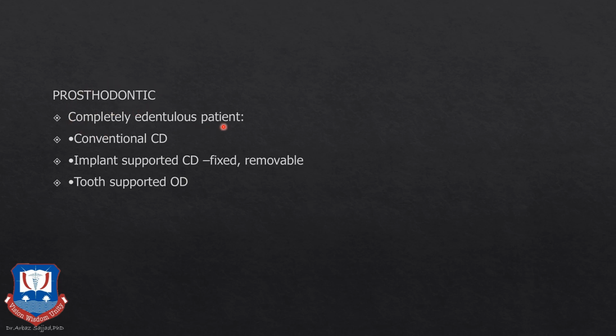In case of a completely edentulous patient, we may prescribe a conventional complete denture or an implant supported fixed or removable complete denture. Or if there are a couple of teeth present, we may also consider retaining those teeth and giving a tooth supported overdenture.